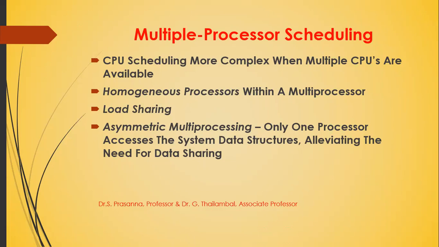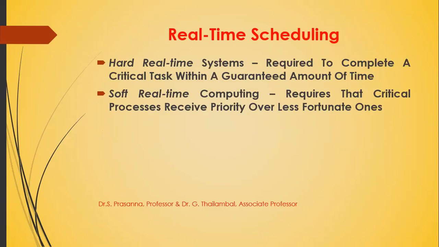That is, only one processor accesses the system data structures, alleviating the need for data sharing. So one processor will be dedicatedly used for accessing the data structures, and the data sharing is done by that particular processor. That type of processing is called asymmetric multiprocessing. Symmetric multiprocessing is nothing but, at the same time, more than one process starts its execution, with each getting the data structures and data sharing.